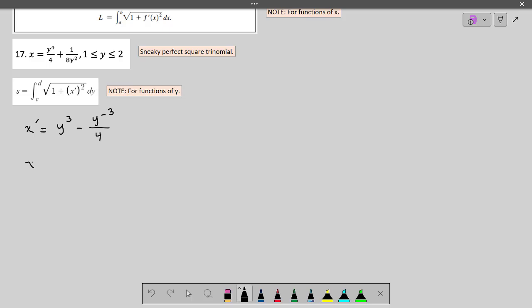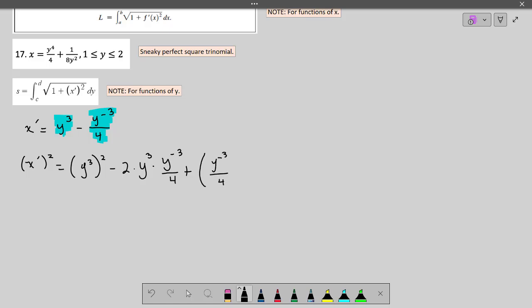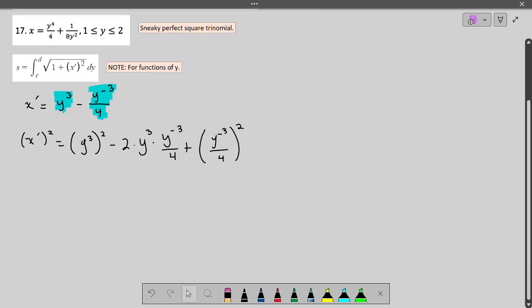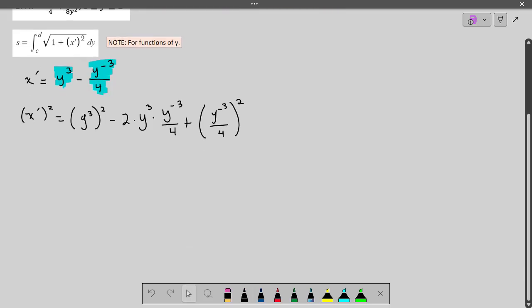We then have to square it. This is, again, in that a minus b form. I'm thinking of this as a, this as b. The minus sign is not part of a or b. So when we square it, this will be y cubed squared minus 2 times a times b plus b squared. So a minus b, quantity squared, is a squared minus 2ab plus b squared.